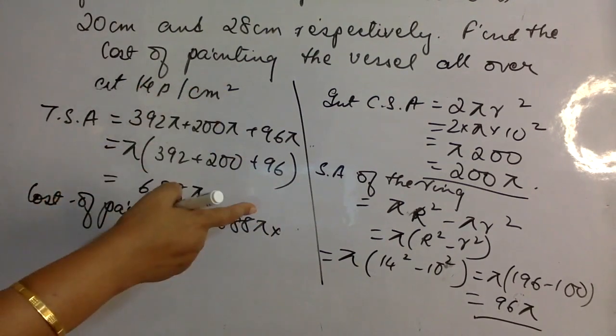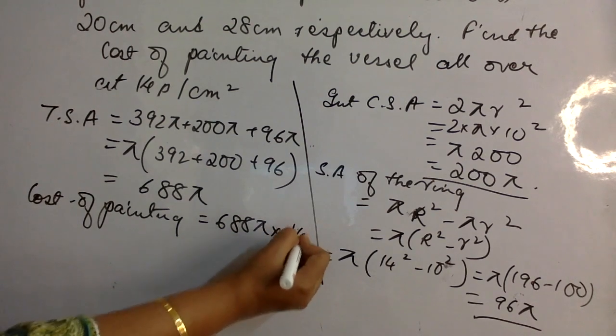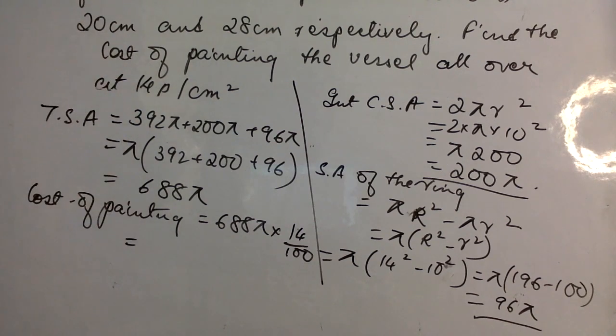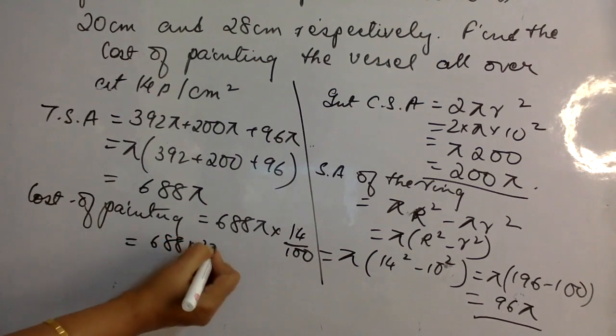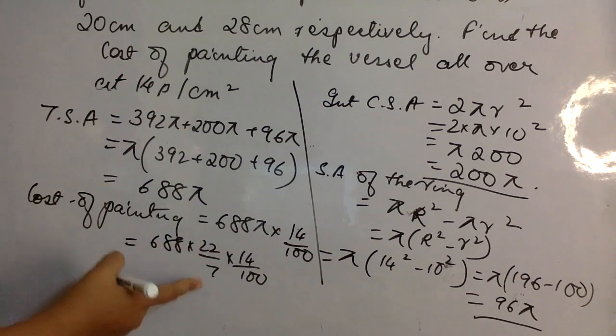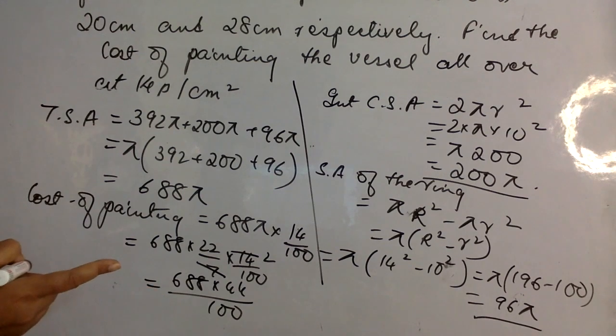If it is 688 pi, the cost of painting it is 688 pi into 14 paise per centimeter square. So first let us convert paise to rupees. Okay, so this is going to take 688 into 22 by 7 into 14 into 100. See, this is the advantage of not cutting the 7 in every step. 7 2s are 14. So it is 688 into 44, divided by 100, and we can straight away get our answer in rupees. So if we calculate this, this comes to 30272.